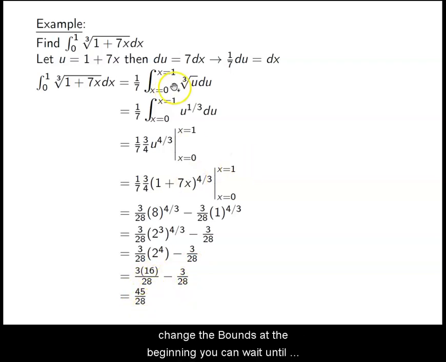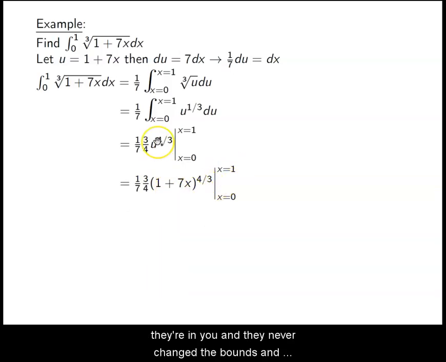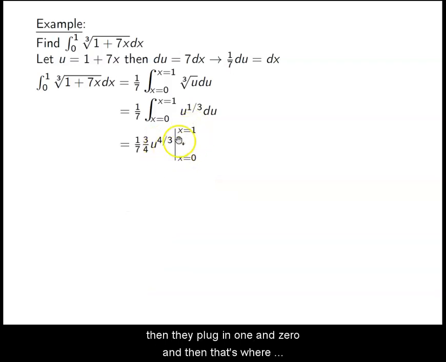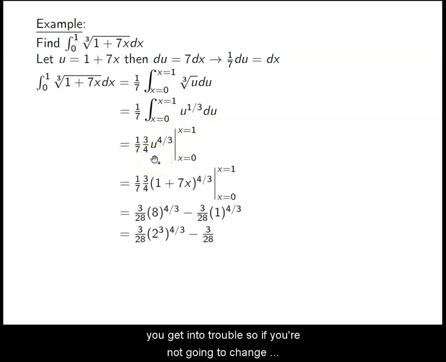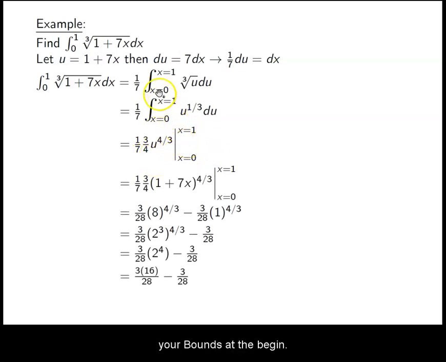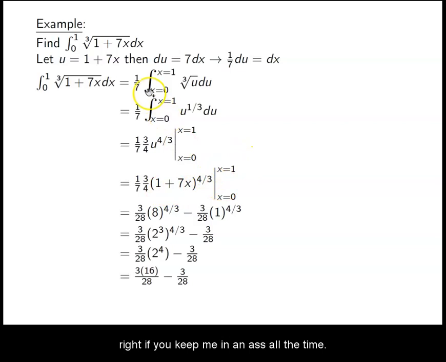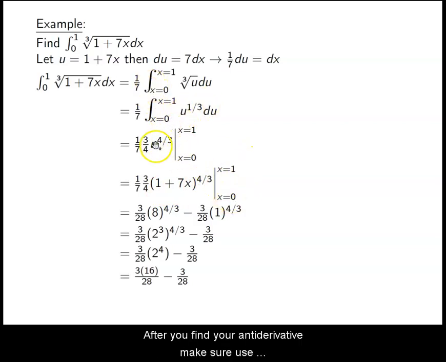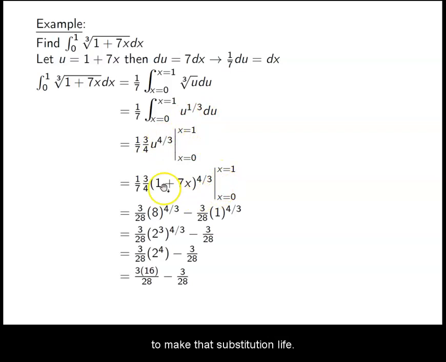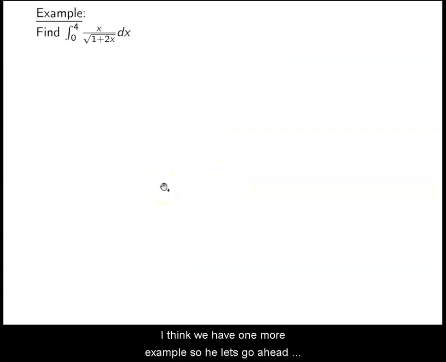So if you don't want to change the bounds at the beginning, you can wait until the end. Just don't forget to change the bounds. The number one thing I see is that people forget that they're in u, and they never change the bounds, and then they plug in 1 and 0. That's where you get into trouble. So if you're not going to change your bounds at the beginning, make sure you don't forget to change back into x. If you're keeping it in x all the time, after you find your antiderivative, make sure you make that substitution back, okay? I think we have one more example.